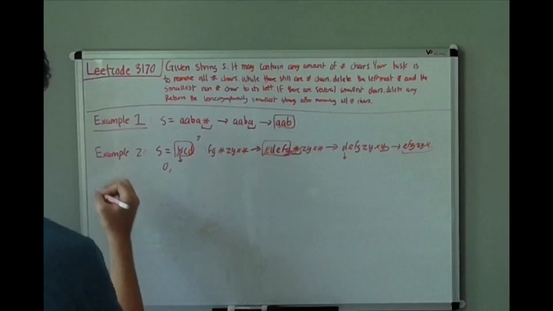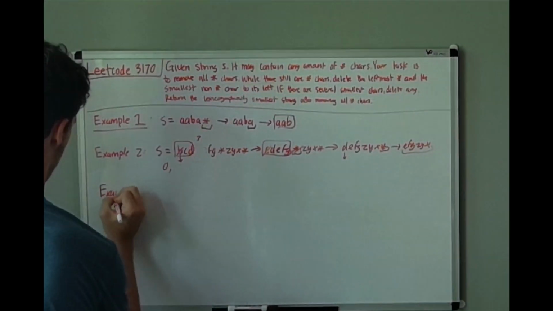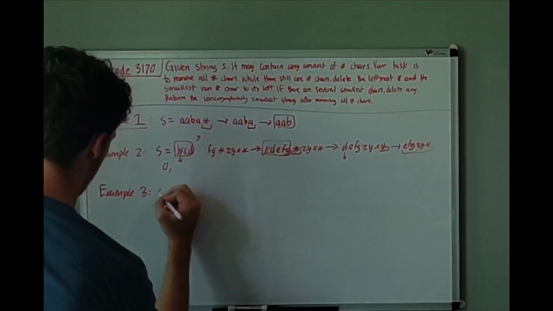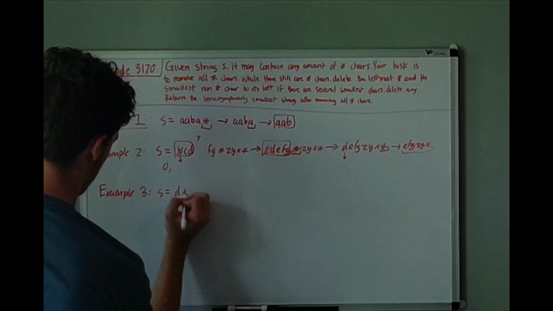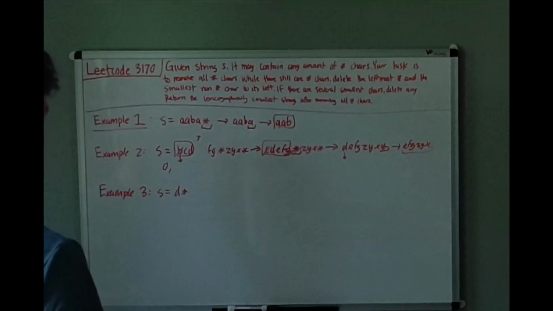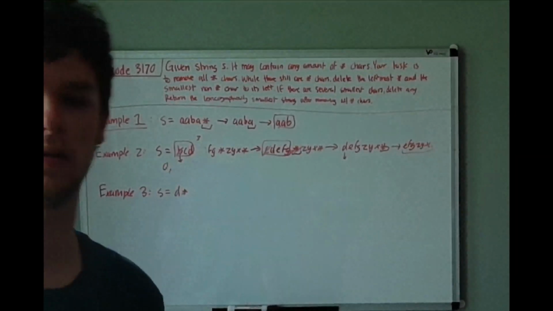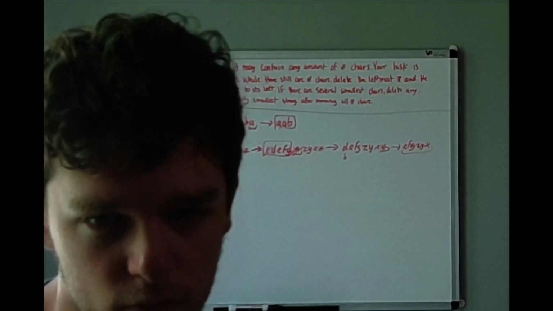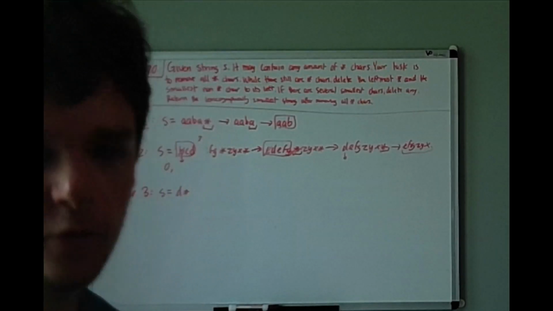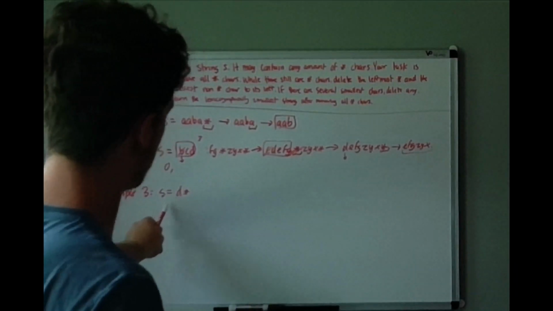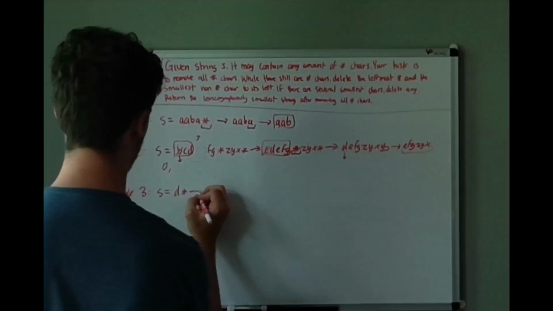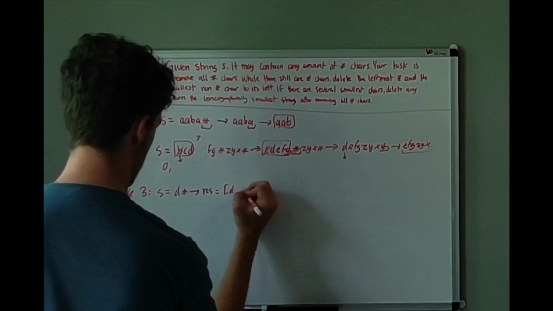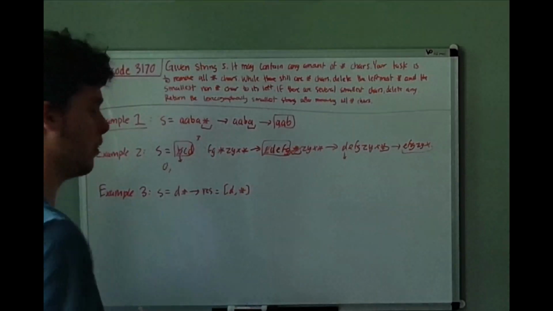So... S equals D star, right? So let's look at the code, see what we're doing. So we make S result equals D and then star. That's what we're doing first.